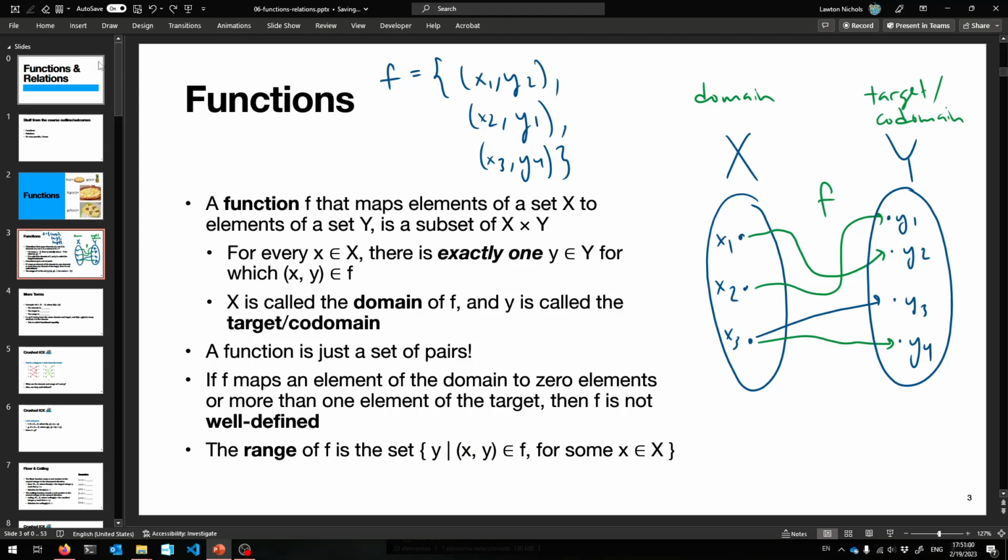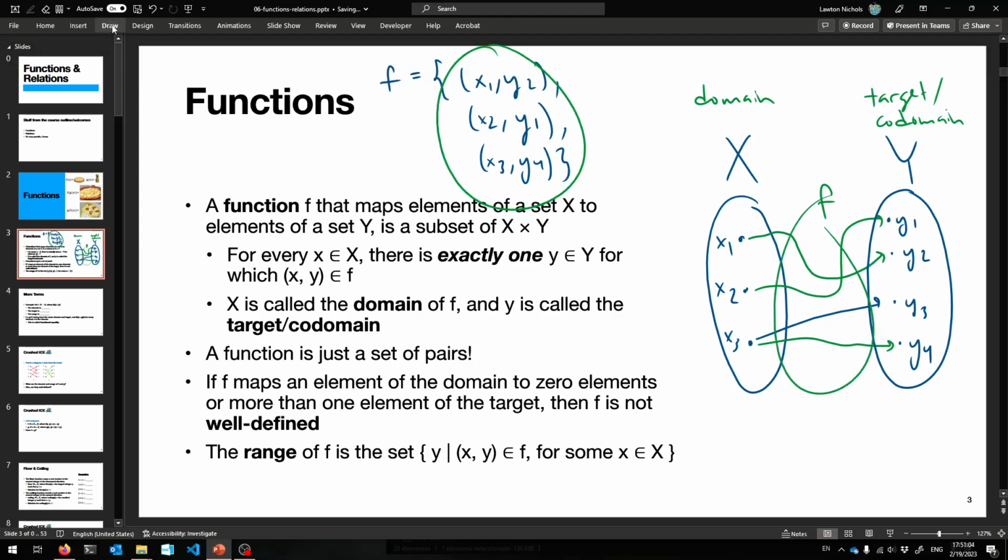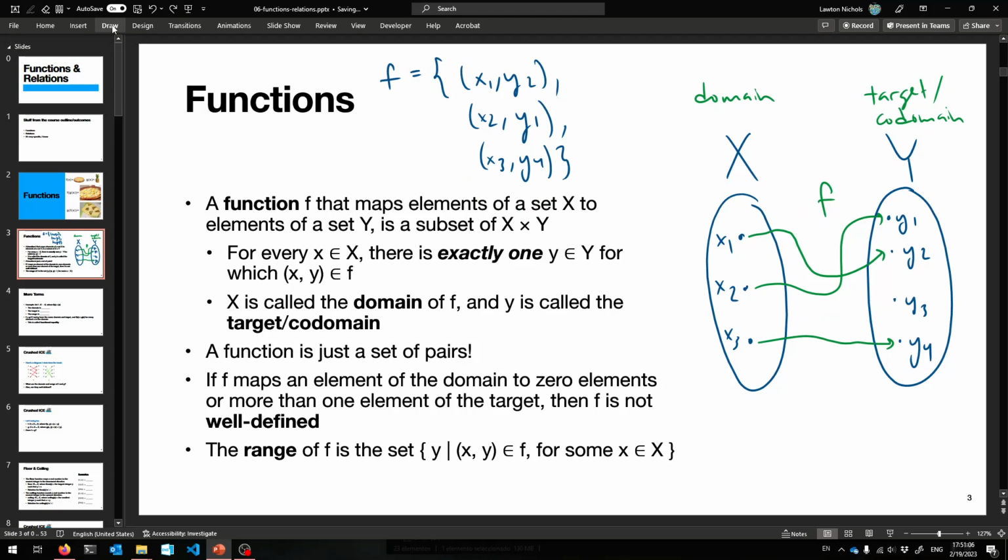So for example, in this example function, this one right here, using the arrows, let me make it a well-defined function again. The range of f is all the y's that are being hit. So y1 is being hit, y2 is being hit, y4 is being hit. And so that would be the range: y1, y2, y4. And notice that's not the same as the codomain, which is all of y. Okay, so that's the main difference.